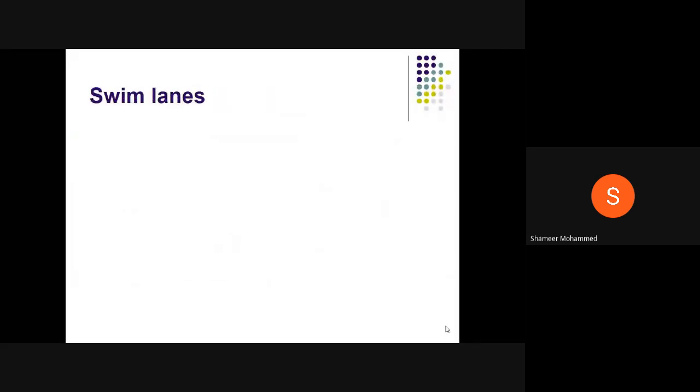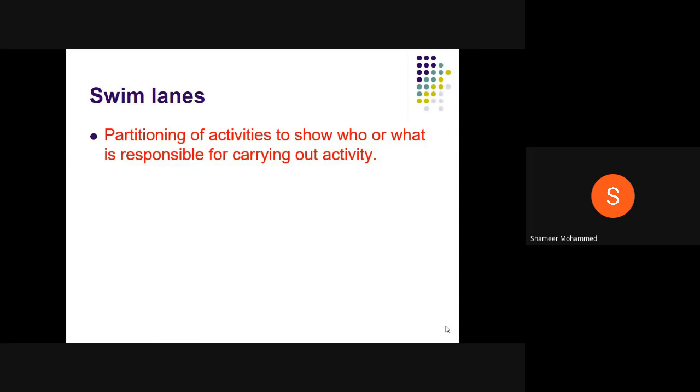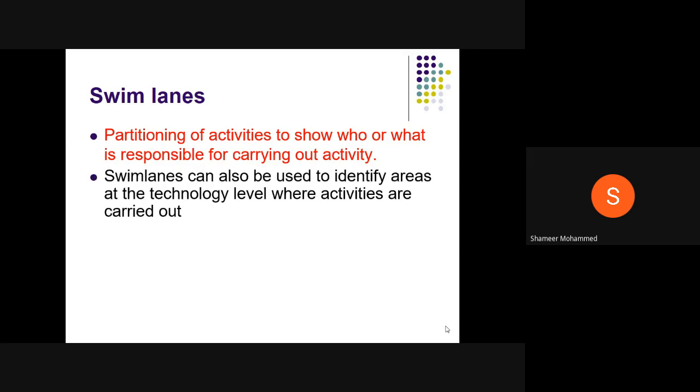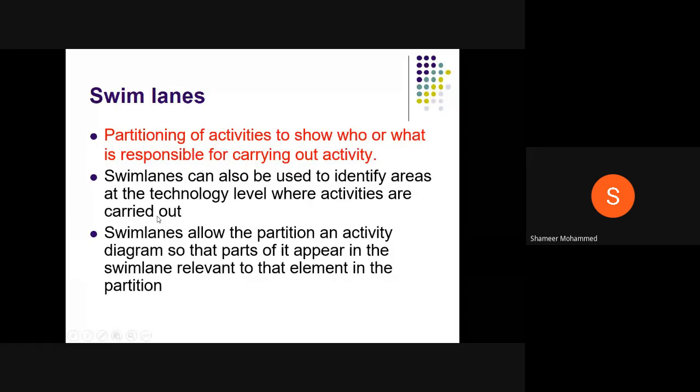So now what are swim lanes? Partitioning of the activities to show who is responsible for doing which activity. Who is doing which activity, I want to know. For that reason, I can draw swim lanes. So it is used to identify the areas at the technical level where activities are performed. So they will partition, they will divide the activity diagram into parts.